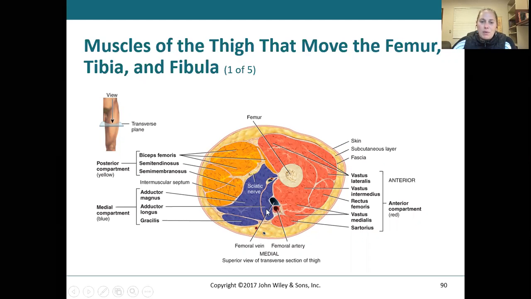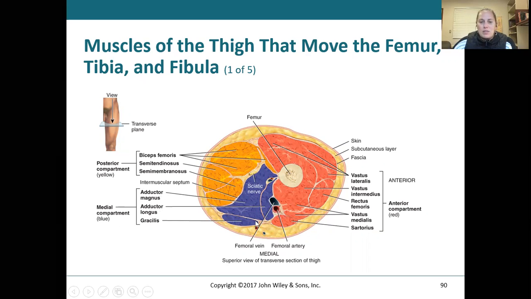Here you see that femoral artery. It's not necessarily super deep. It's not located right next to the bone, but you do have some layers of fat and some muscle that covers it. The medial compartment contains the adductor magnus, adductor longus, and gracilis.